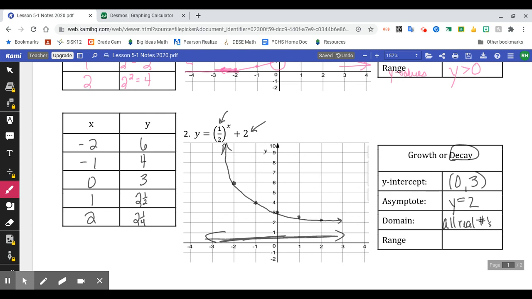Okay, and then my range is my y, so it can go as far up as it wants to go, but it stops right here at 2. So my range is y is greater than 2. Okay. All right, hopefully that feels a little bit better. You can practice those as much as you want on Desmos and use it for your homework as well. Okay, let's keep going.